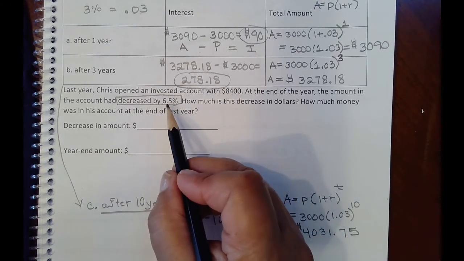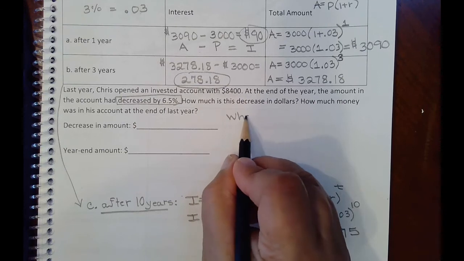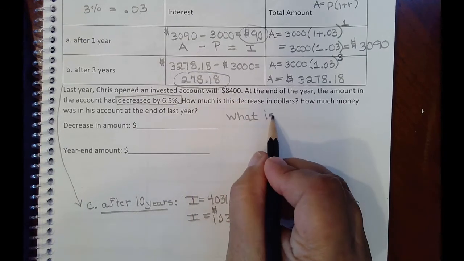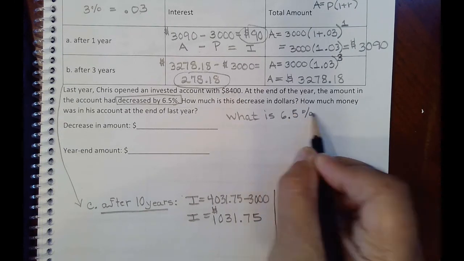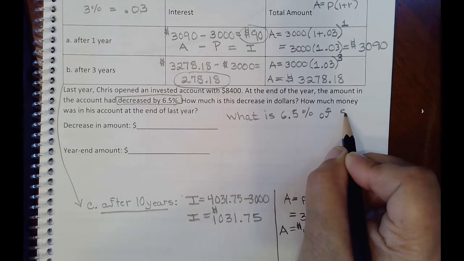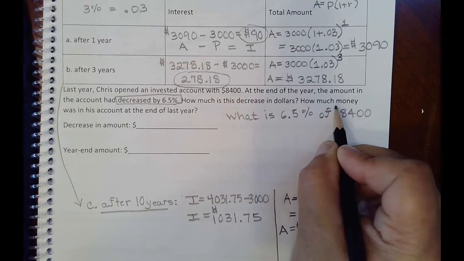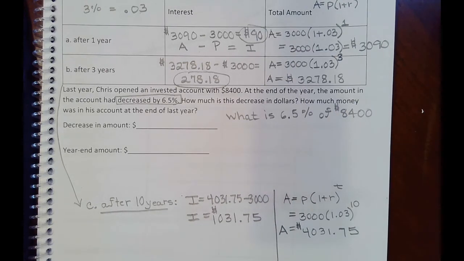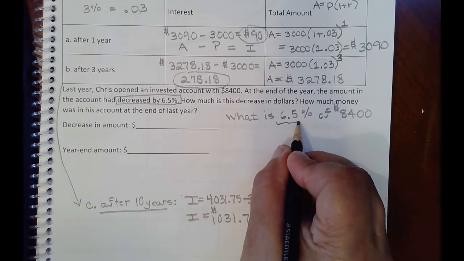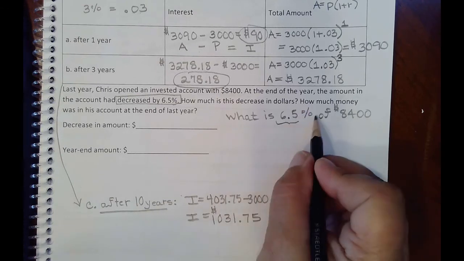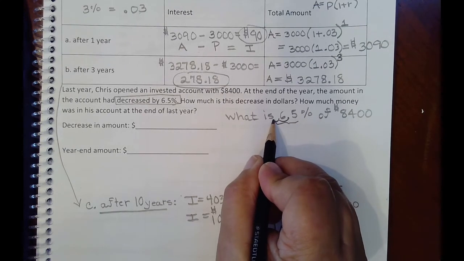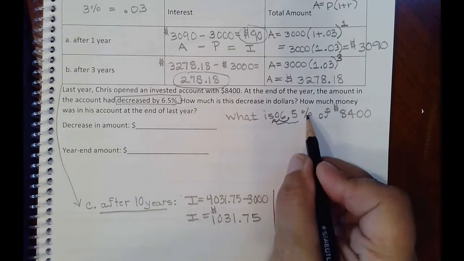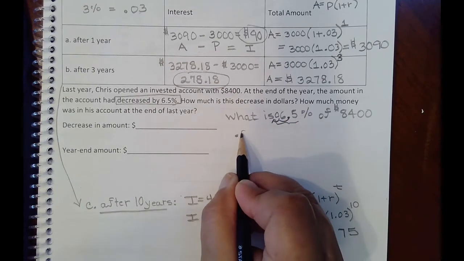So basically you need to know, what is 6.5% of $8,400? Remember, when you are working with percents and performing calculations using those percents, you must change this to a decimal. That requires, for you to get rid of this percent sign and convert it to a true decimal, you need to move this over 2 spaces. So the equivalent of 6.5% would be 0.065.